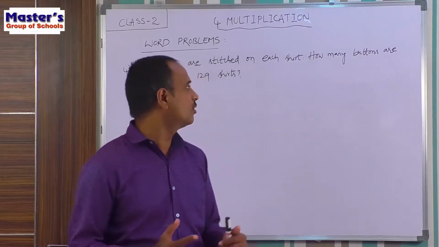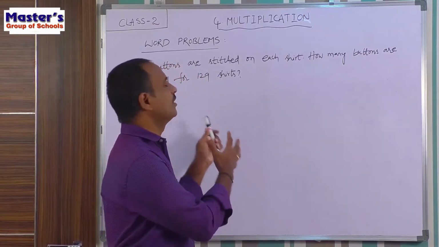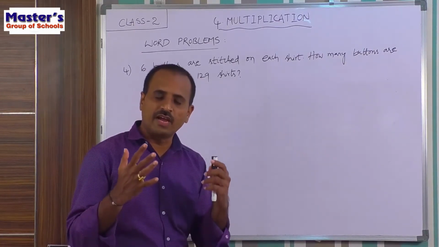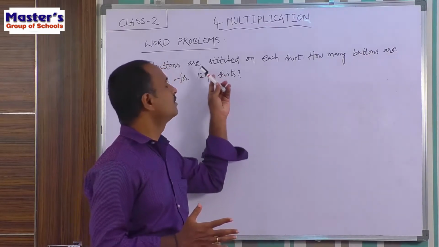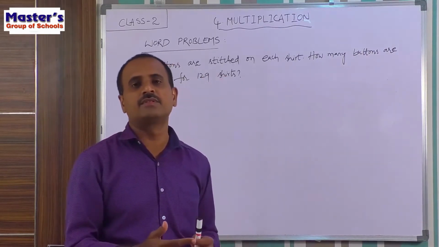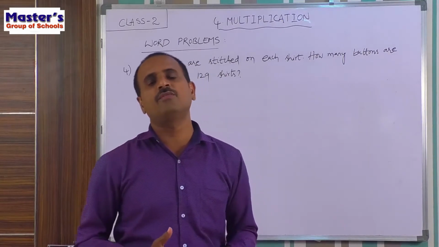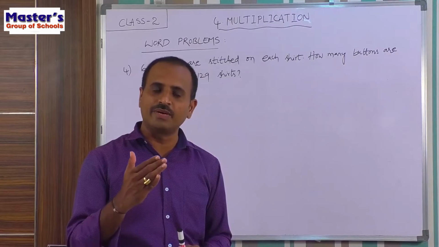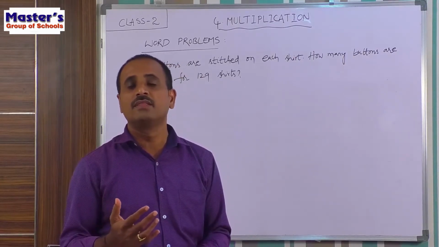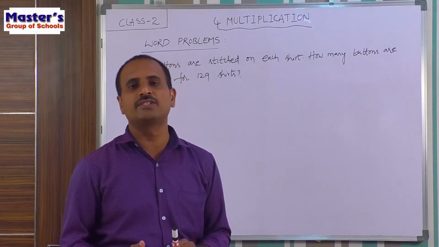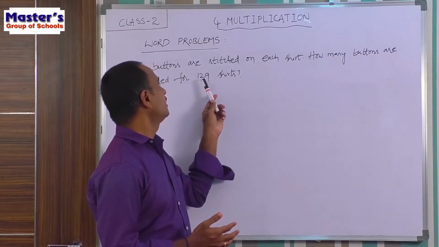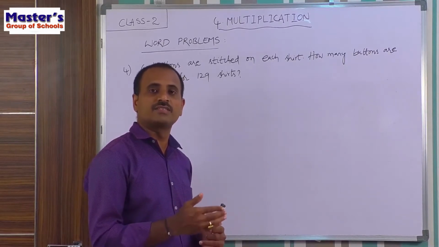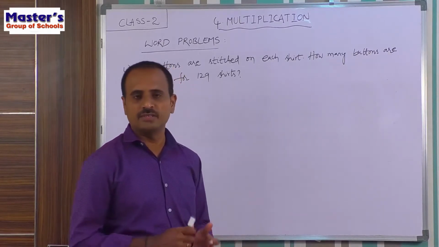So how can we get the total number of buttons required for the 129 shirts? For each shirt it has 6 buttons. That means we have to add the number 6, 129 times. Then we can get the total number of buttons. That repeated addition is called multiplication. So 129 times 6 gives the total number of buttons required for 129 shirts.